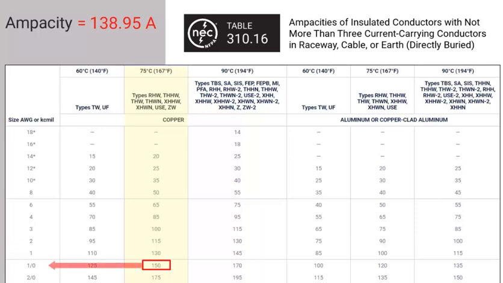We follow this row across to arrive at 1 AWG. This is the size of the secondary feeder conductors for our transformer.